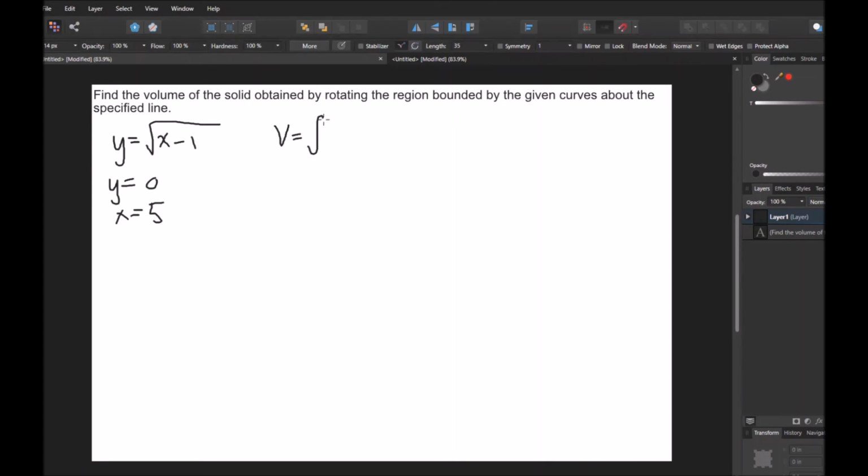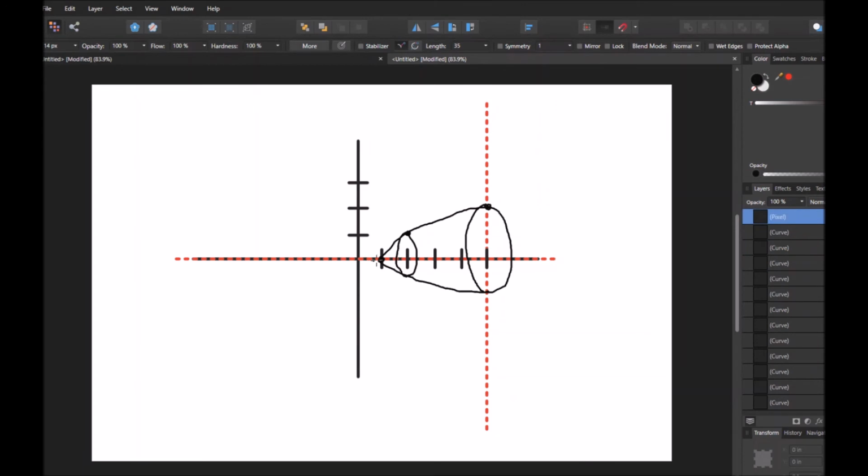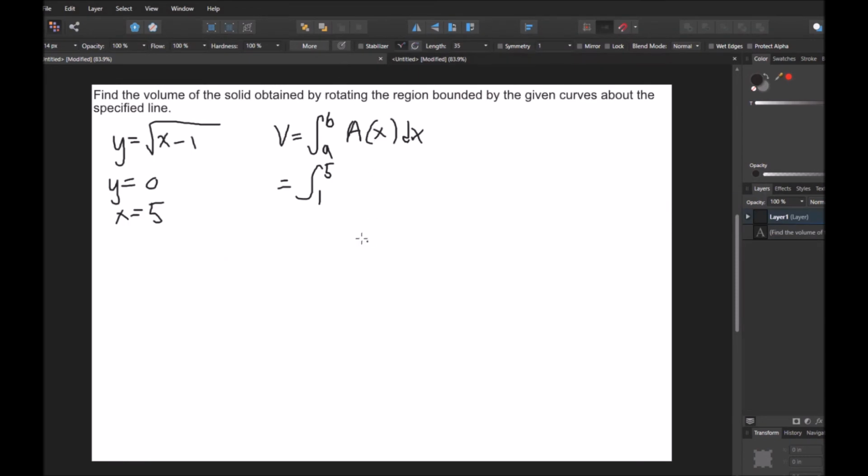it's going to be the integral from a to b of the area with respect to x. So our interval is going to be from 1 to 5. And the reason that it's from 1 to 5 is because the graph only exists from 1 to 5. If it goes beyond 5, it would be beyond this bound, and if it goes below 1, it would be an imaginary number. So our area function, because we're using the disk method, is going to be pi times the radius squared dx.